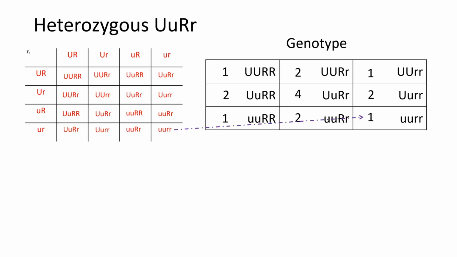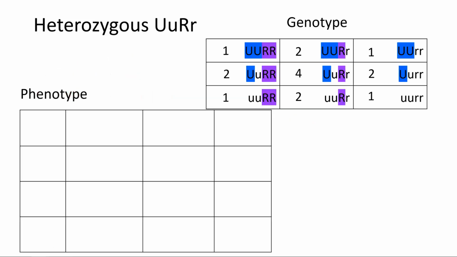If we check our math, going across the top, 1 plus 2 is 3, plus 1 is 4, plus 2 is 6, plus 4 is 10, plus 2 is 12, plus 1 is 13, plus 2 is 15, plus 1 is 16. So our math checks out. 4 times 4 gives us 16 possibles.